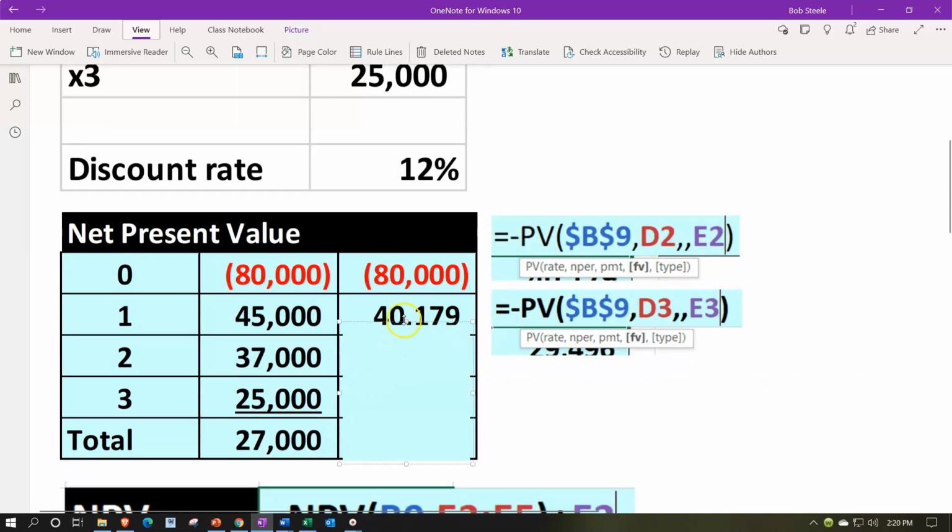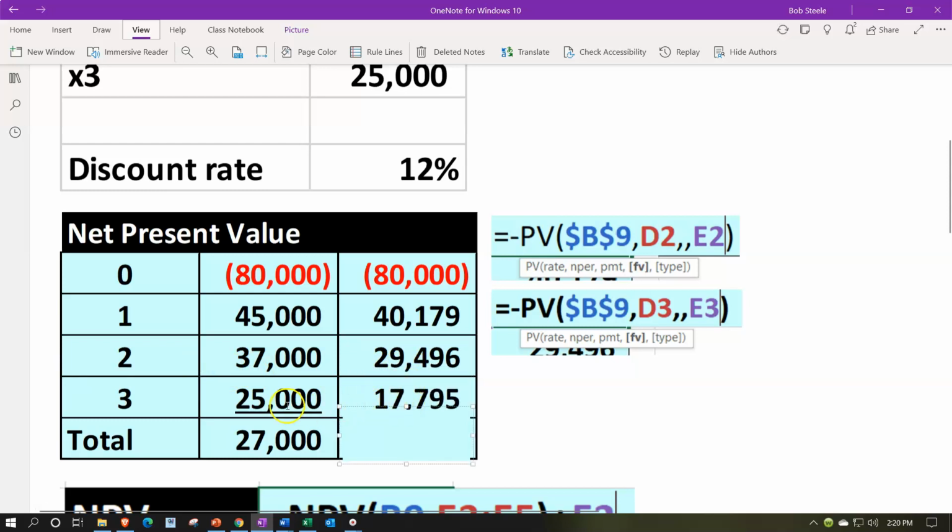So then we could do that for this one on period 1, 45,000, bringing it back. Formula looking something like this. Present value of the rate, 12%. It's an absolute reference with the dollar signs here, so that if I copy it down, it'll follow down, comma. Number of periods is now 1. That cell moving down as we copy it down, comma, comma, because it's not a payment. Future value then being the 45,000. As we bring that back, we get to the 40,179. If we do the same 2 years out for 37,000, we get to the 29,496.